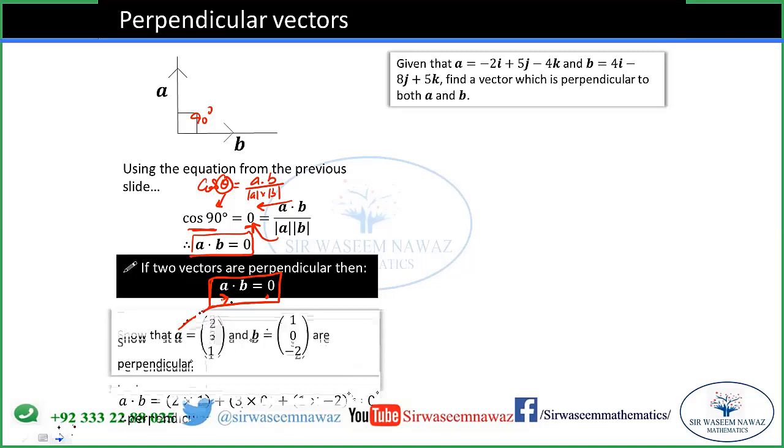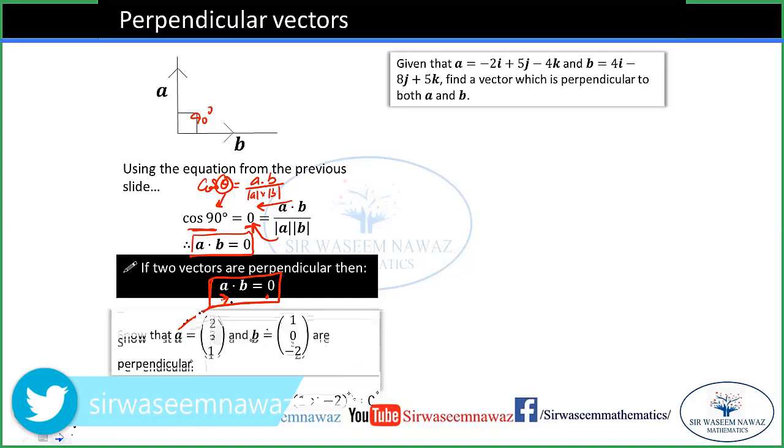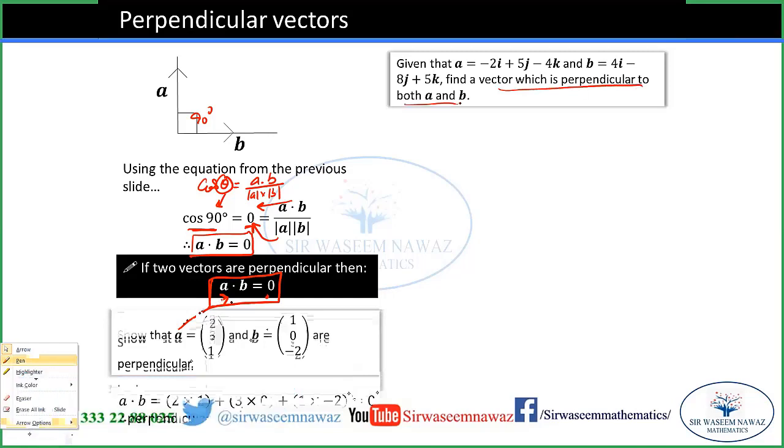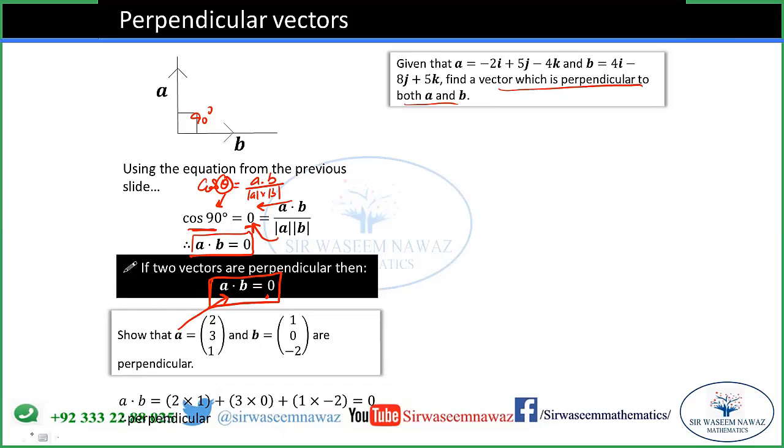Look at this one. We have a question: A is equal to minus 2i plus 5j minus 4k, and B is equal to 4i minus 8j plus 5k. Find a vector which is perpendicular to both A and B.